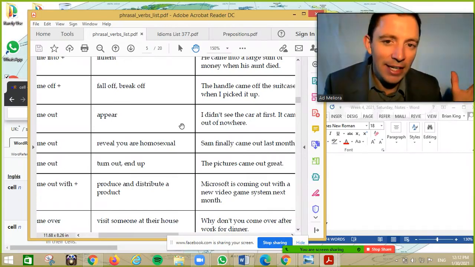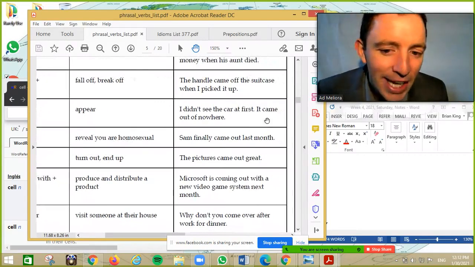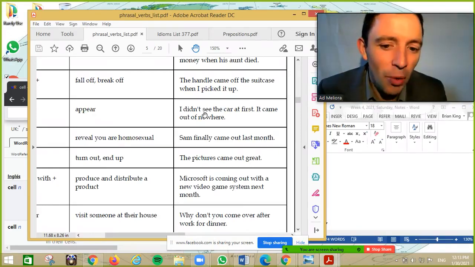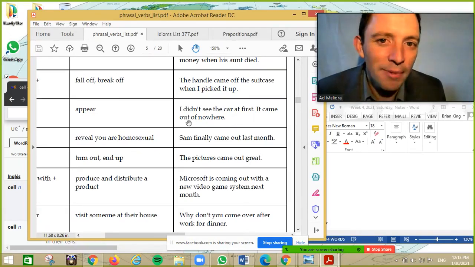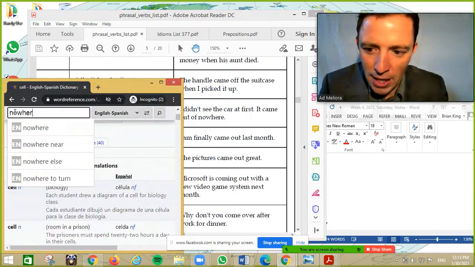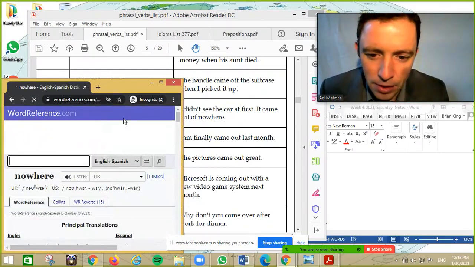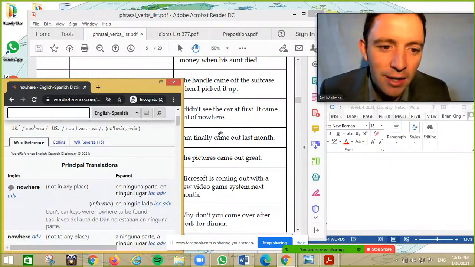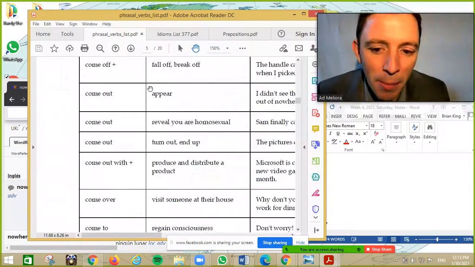Aparecer, "del cielo". Okay, and that's the expression. It came out of nowhere. "Fuera del cielo." "Fuera de cielo." "No sé, fuera de nowhere en español. No sé cómo se dice nowhere." Okay, nowhere in Spanish. Here is here. Nowhere is "ninguna parte", "ningún lugar". Okay, and it means to appear.